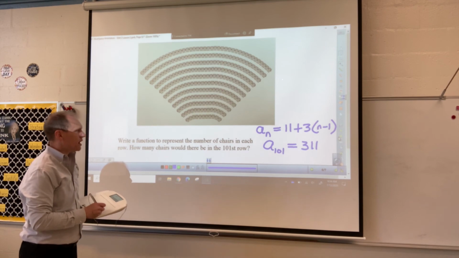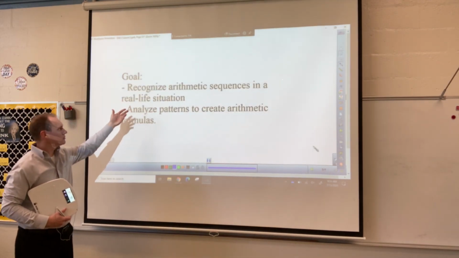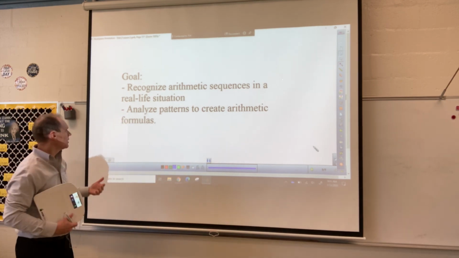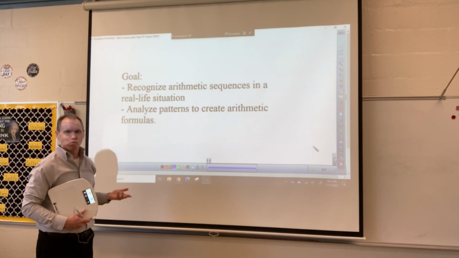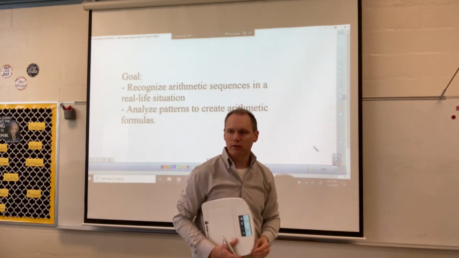Okay, so we'll wrap it up with our goals for today. Again, hopefully we're able to recognize arithmetic sequences in a real life situation. We're finding those patterns in the calendar, and then analyzing patterns to create arithmetic formulas. Given a sequence of numbers, can we create a formula for that?